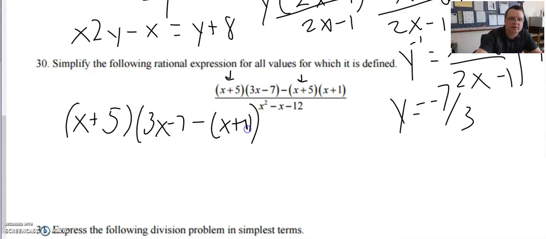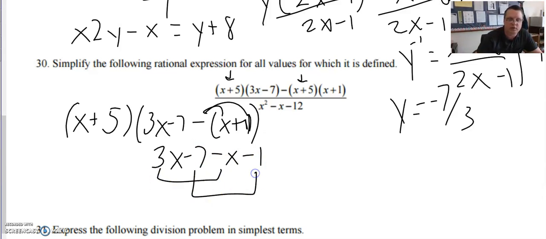Oh, too many parentheses. Oh, that's okay. Because then I have to distribute that through. So I have a 3x minus 7 minus x minus 1. So these two combine, and then these two will combine.